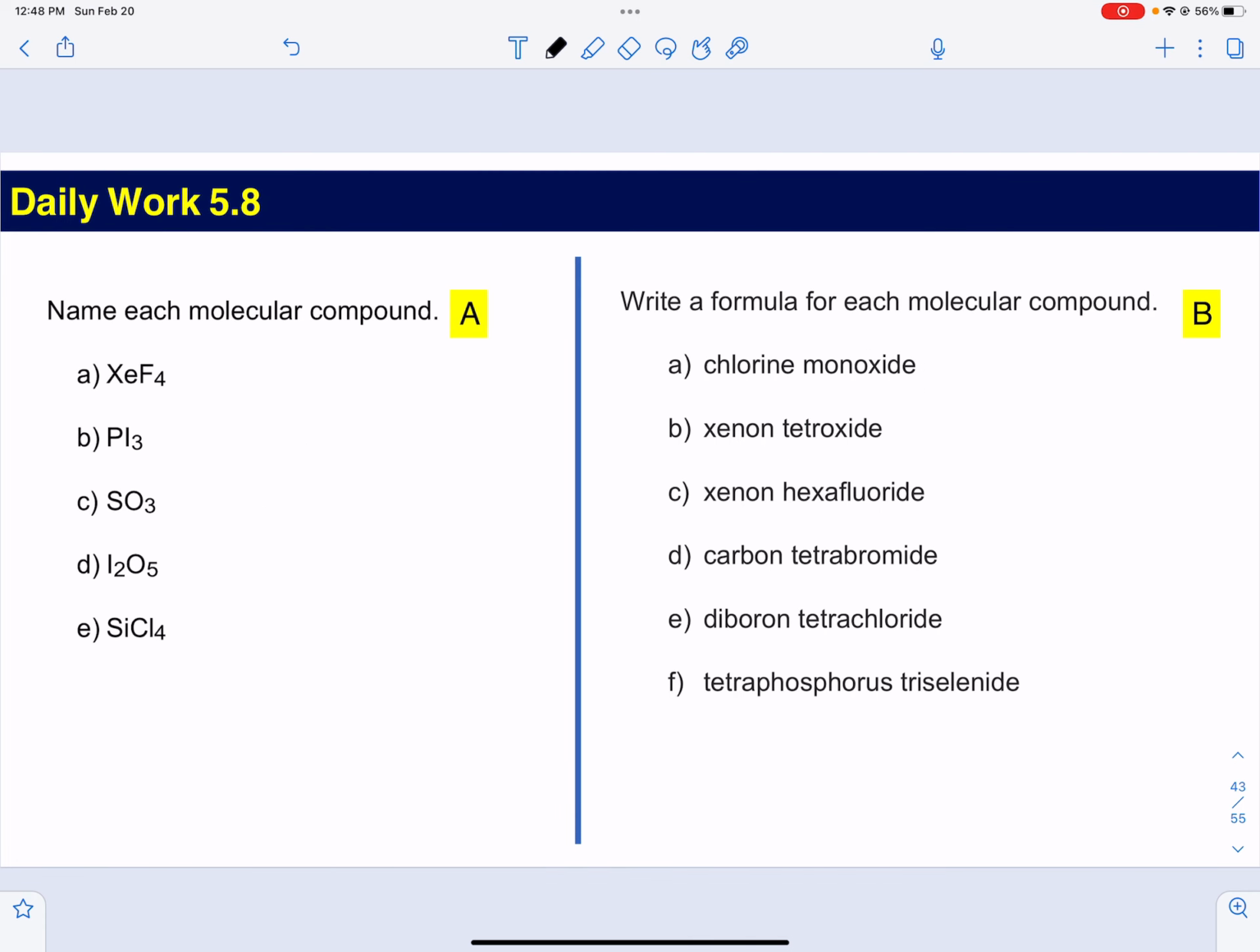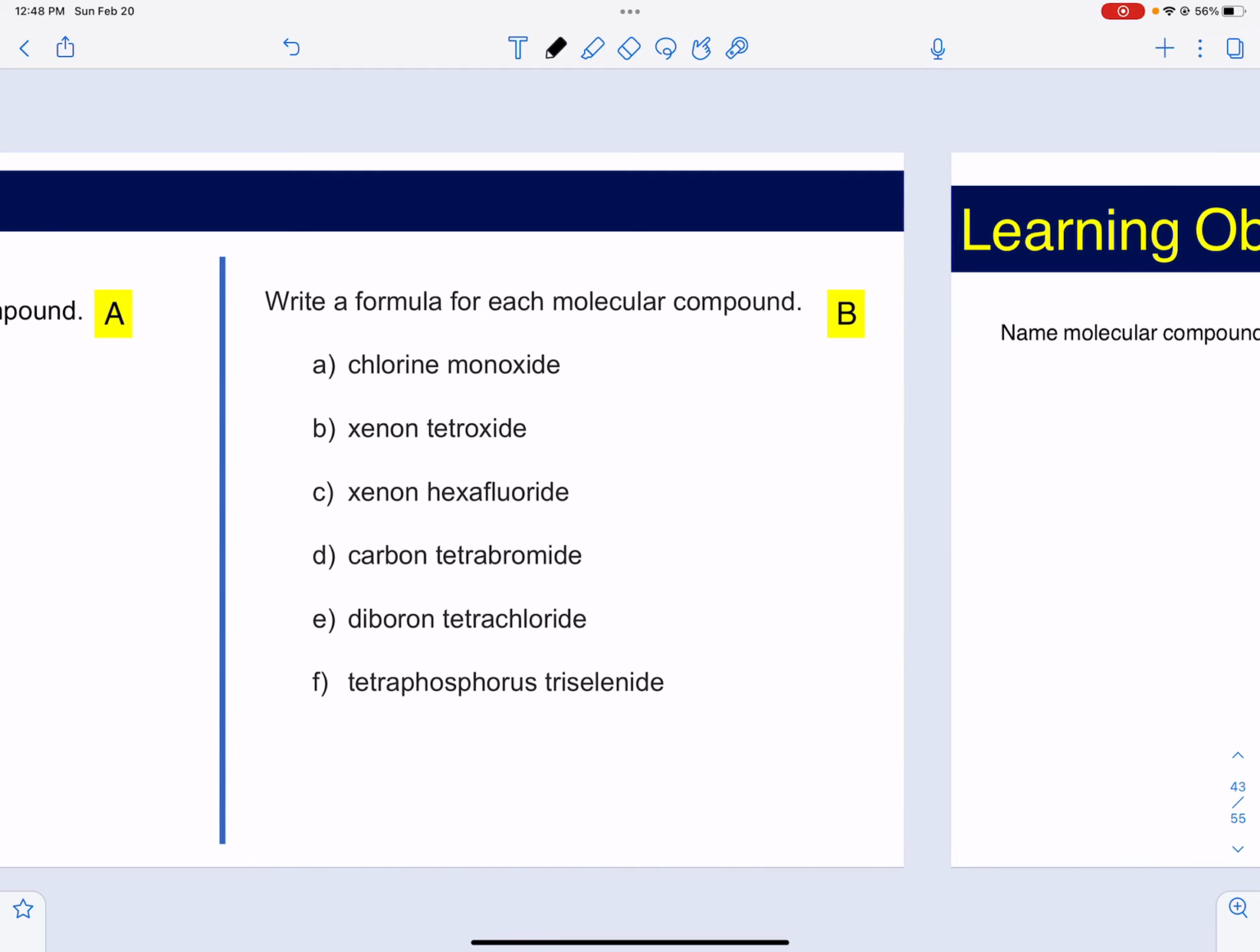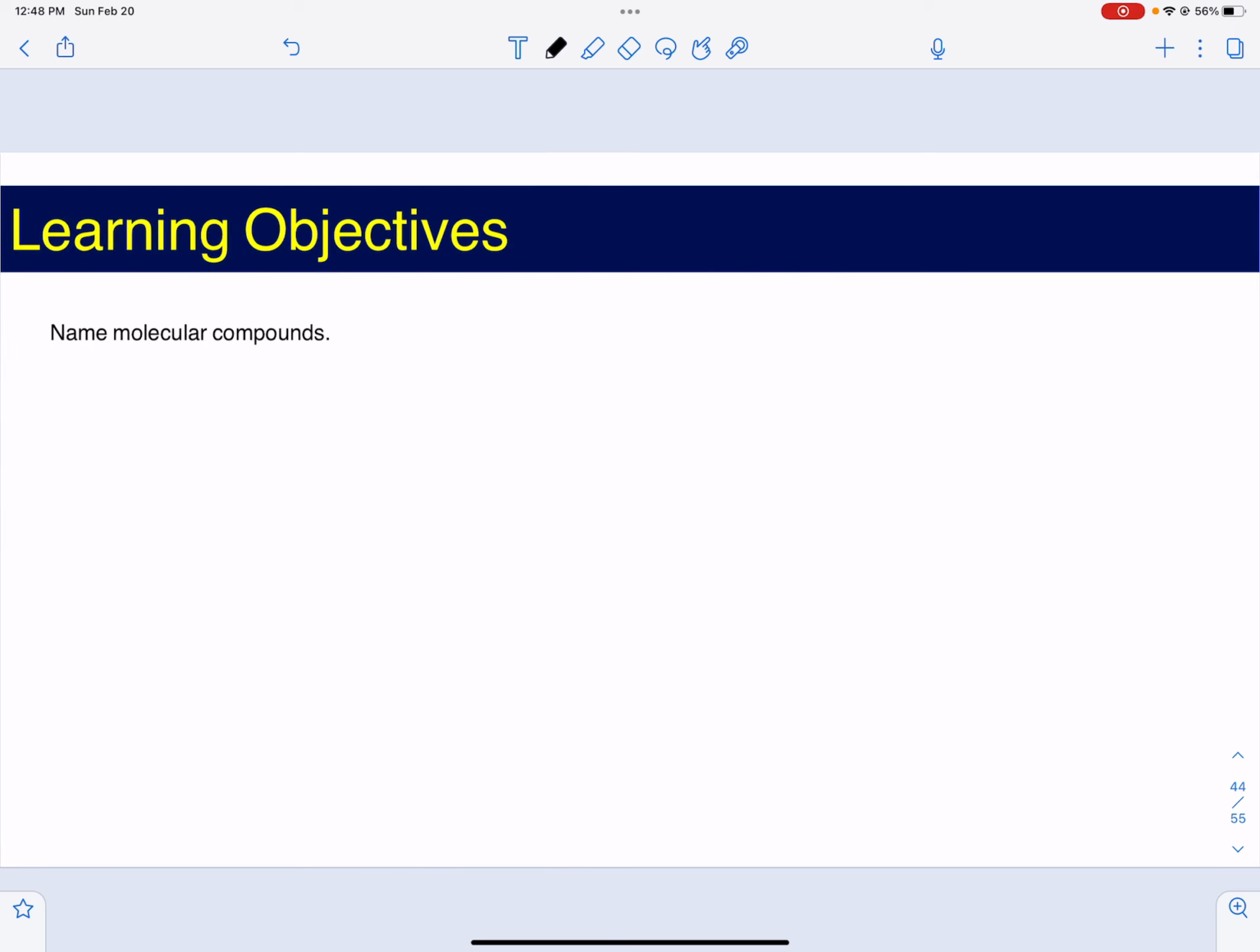And here's your opportunity to review that. So with that in practice, and learning more as you practice more in ALEKS and all that, we can say that we have met this objective pending more practice on your part. So you know how to name molecular compounds.